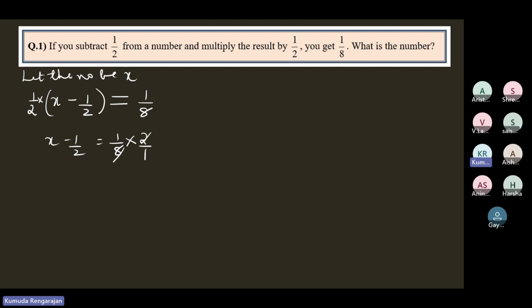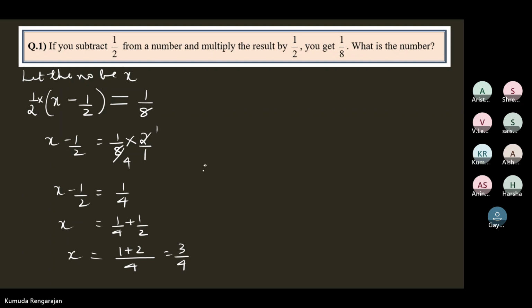So 8 ones are 8, 2 fours are 8. So you have x minus 1 by 2 is equal to 1 by 4. Now again transpose. Minus 1 by 2 becomes plus 1 by 2 on the other side. So x is equal to 1 by 4 plus 1 by 2. 4 is a common denominator, 1 plus 2, which is 3 by 4. So the required number is 3 by 4. Please write down, children.